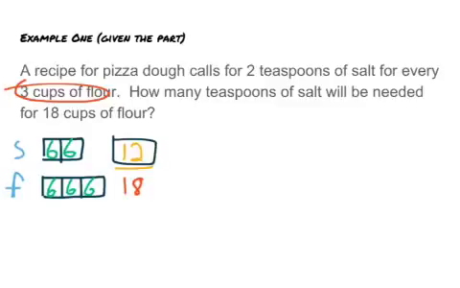Now let's just take a look at that. Let's just take a look at it as equivalent fractions, or let's look at the multiplicative comparison. Okay, the original ratio again was 2 teaspoons of salt to the 3 cups of flour. Well, we were told that the flour was going to be 18 cups. Obviously, we're making lots of pizza dough.